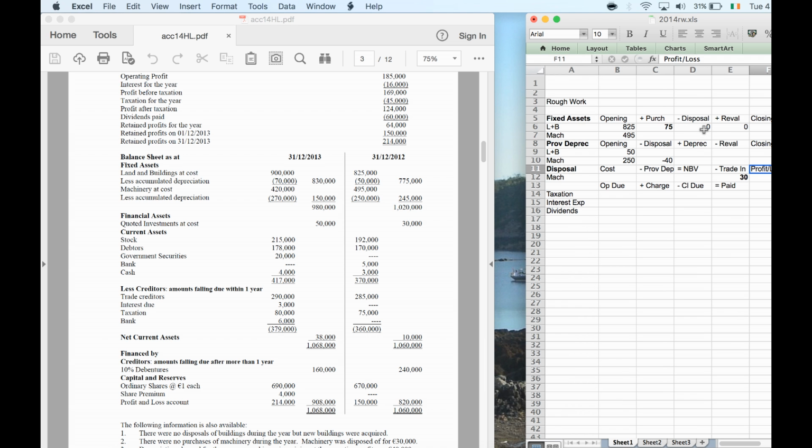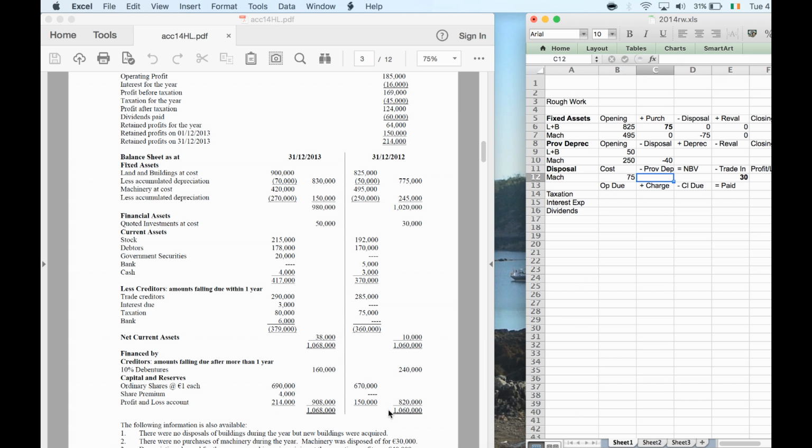Okay, so we can't have a revaluation on machinery, not possible. We had no purchase of machinery during the year, so we didn't buy anything. So that means that 495, take away that, means that the disposal, the machine that I got rid of, originally cost me 75. So that goes in here to my disposal account, so you have 75 there.